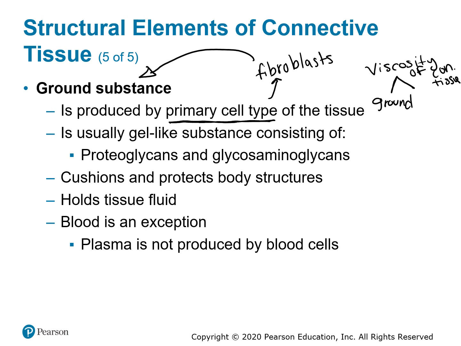Ground and fibers. That makes sense. Okay. So it usually has a lot of proteoglycans. Proteoglycans are just like glycogen-like proteins, or proteins that have glycogen groups or something like that. Glycosaminoglycans are also another special type of protein.